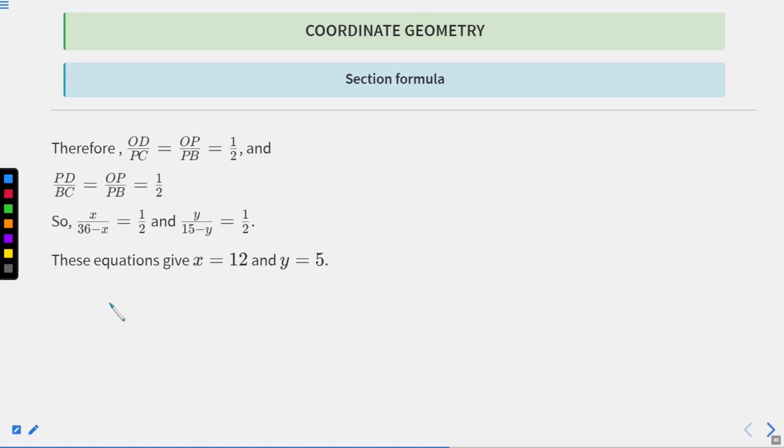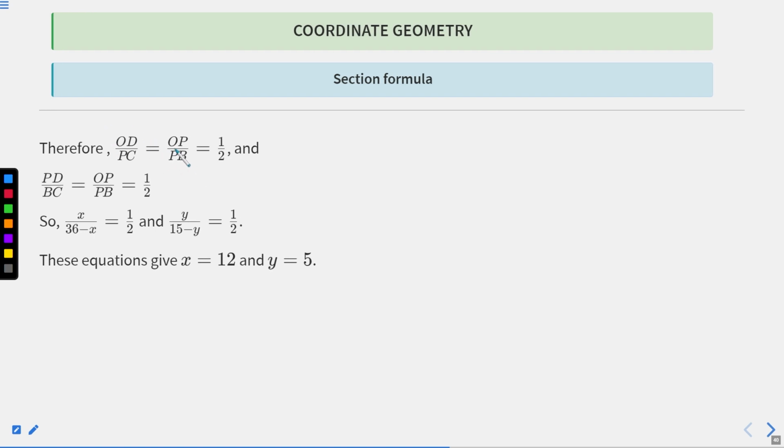Okay, so now therefore the ratio of their corresponding sides, OD by PC is equal to OP by PB, and this is equal to 1/2, and PD by BC is equal to OP by PB, and this is equal to 1/2. Okay, so here x by 36 minus x is equal to 1/2, and y by 15 minus y is equal to 1/2. So these two equations give us x is equal to 12 and y is equal to 5.